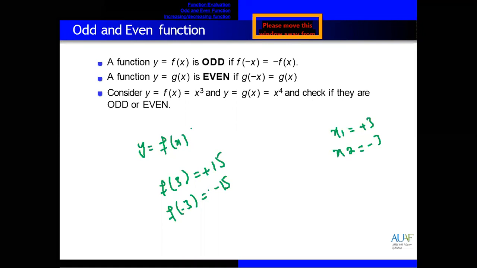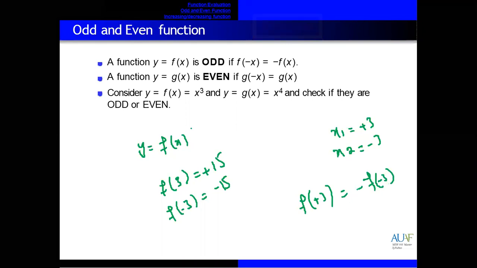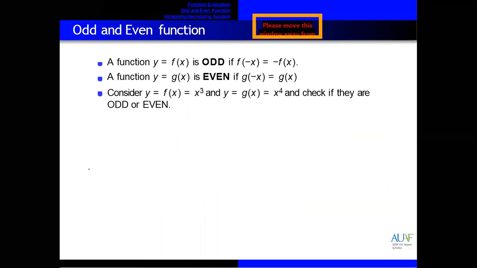So that function is called an odd function, when we have f of plus 3 equal to minus f of minus 3, just with a minus symbol. One example of an odd function: we have y is equal to x cube plus 1. So this one is an odd function.